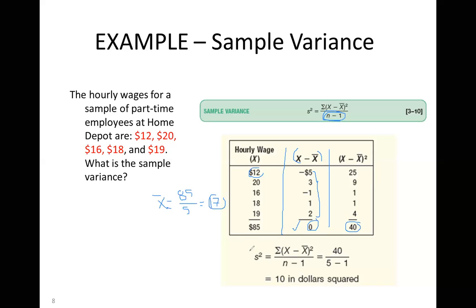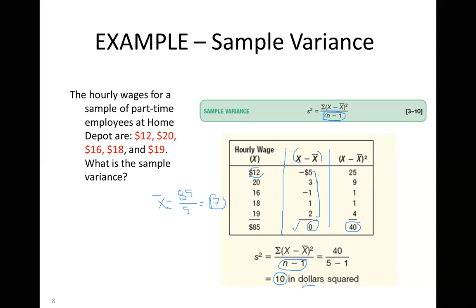So the sample variance is sigma x minus x bar squared divided by n minus 1, not divided by n, because you are calculating the variance from the sample data. So that equals 40 divided by 4, which equals 10. So now we have the sample variance equal to 10.